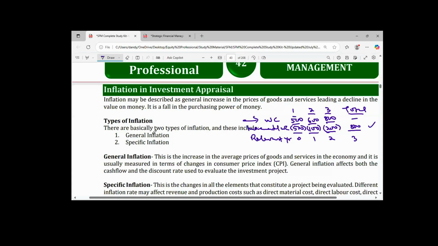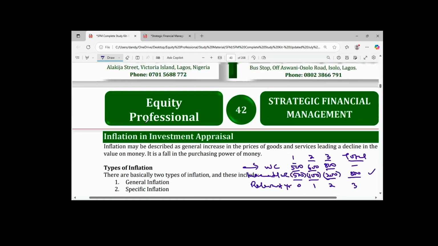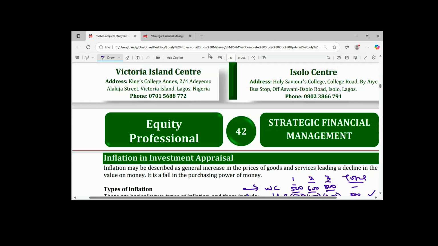And like I said, this is what you may likely see on the day of your exam if you have any question on capital budgeting. So let me know if you have any question for me before we move to inflation in capital budgeting. All right. Any questions so far? Okay, if there's no question, let's move to inflation in capital budgeting.